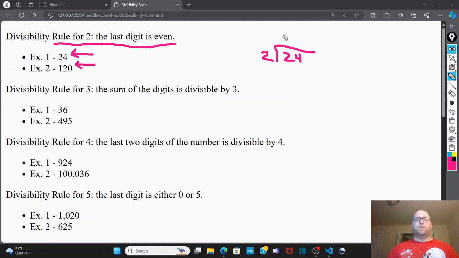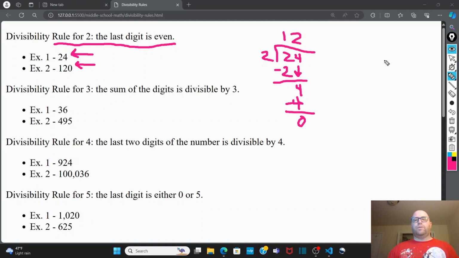Okay, so 2 goes into 2 once. We put a 2 down here. 2 minus 2 is 0. Bring down the 4. 2 goes into 4 twice. 2 times 2 is 4. And we have a remainder of 0. So if it's divisible by the number, it has to have a remainder of 0.